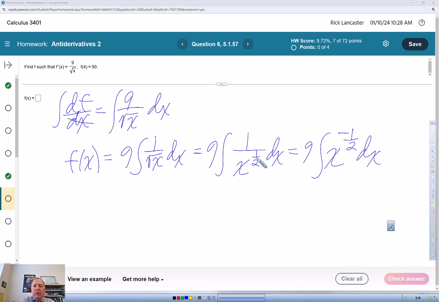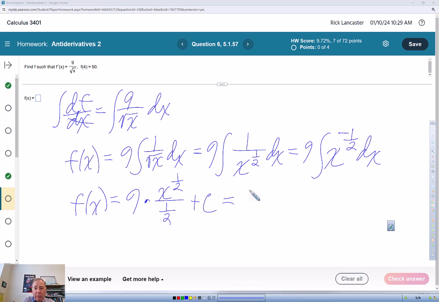If you can do this in one step, that's fine, but this is what we want to actually have our integral in the form of before we do the antiderivative. So f of x, I'm now going to use the power rule. The 9 goes along for the ride, times I add 1 to negative 1/2, so that gives me x to the positive 1/2. Then I'm dividing by the new exponent, 1/2, then plus c.